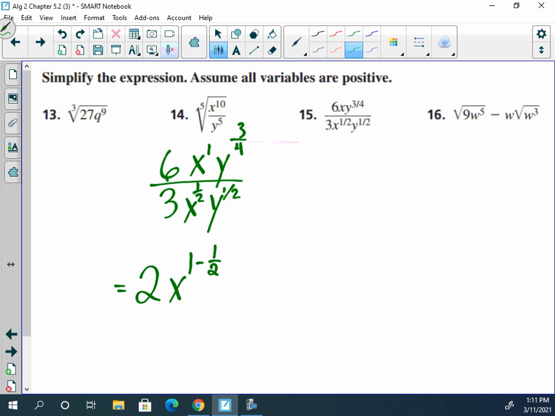Now this time we do have y in the numerator and the denominator. We didn't have that in some of the ones yesterday, but we'll do the same thing. We have y to the 3/4 minus 1/2. And the order that we subtract these is always numerator, then denominator. The denominator will always be second.